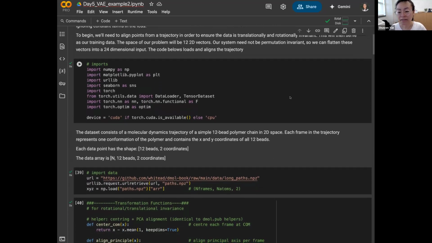Okay, so our system here is a trajectory of a simple 12-bead polymer chain in 2D space. So basically it's a frame trajectory. This array of input is 3 dimensions. Each data point is 12 beads and the 2 coordinates. So it's 1 frame of a trajectory, and then you have n frames.